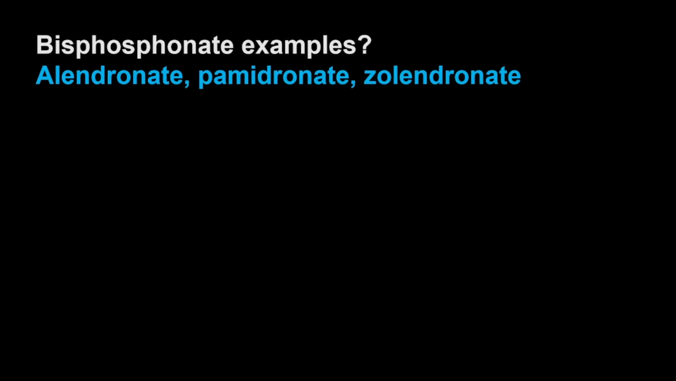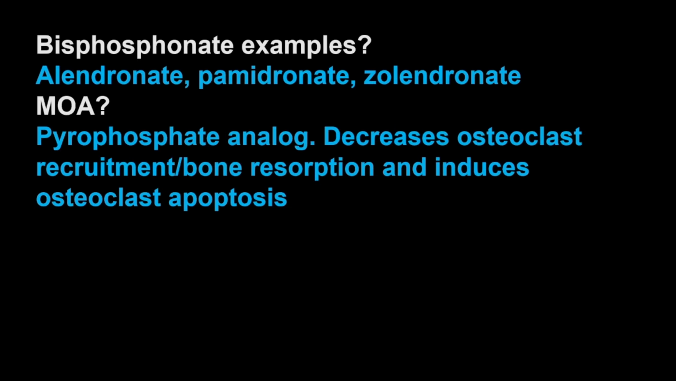Some examples of bisphosphonates are alendronate, pamidronate, or zoledronate. Anything with ronate would be a bisphosphonate. And the mechanism of action is that this acts as a pyrophosphate analog. So these medications decrease osteoclast recruitment and bone resorption. They essentially induce apoptosis of osteoclasts, because the osteoclasts, which are the cells that break down the bone, take in the bisphosphonates, the pyrophosphate analog, but that causes apoptosis within the cell. So some common adverse effects of bisphosphonates.